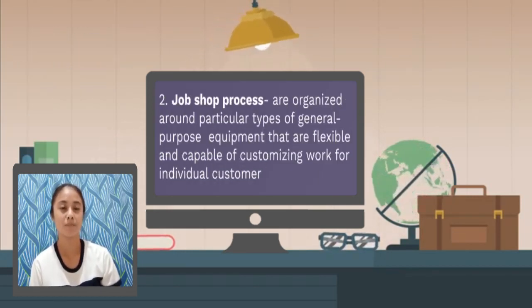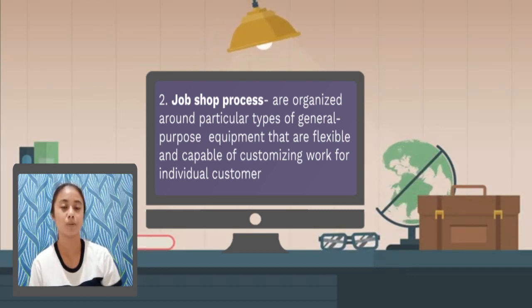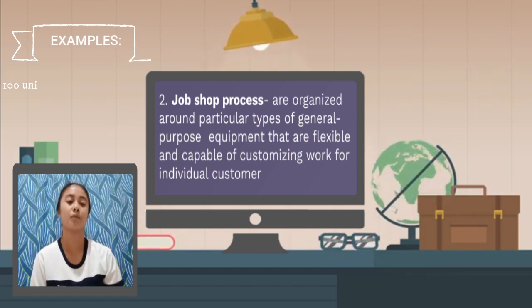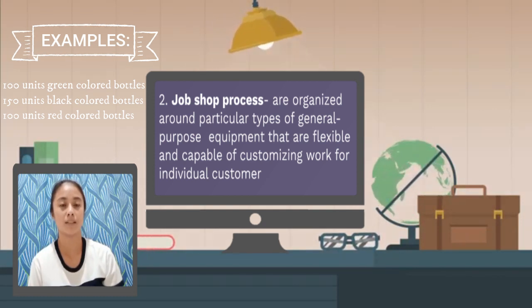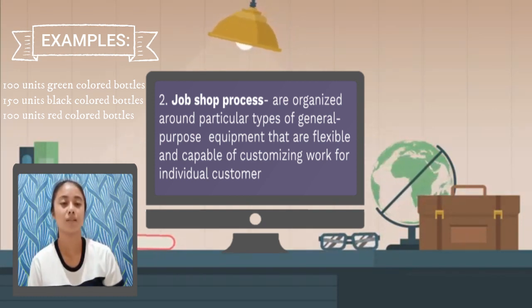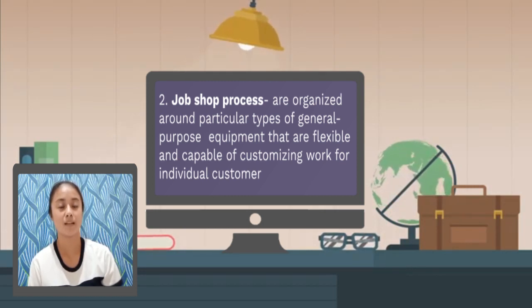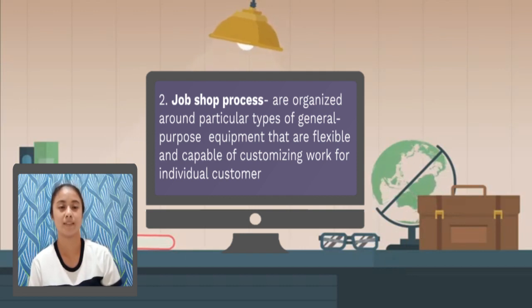Second, we have job shop production. It is a small variety of products produced, and each item has its own processing routes and different parts. For example, we have 100 units of green colored bottles, 150 units of black colored bottles, and 100 units of red colored bottles. As we can see, they have different production lines running separately and they are producing different products.